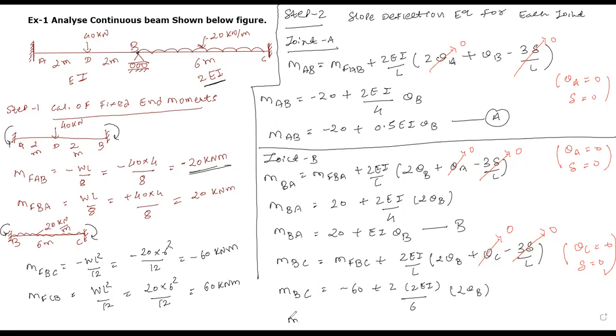So we can say that MBC should be equal to minus 60 plus 4 by 6, 4 into 2, 8 by 6. What will it come to? What is the value of 8 by 6? One point 333 EI theta B. Okay, so this is your equation number C.